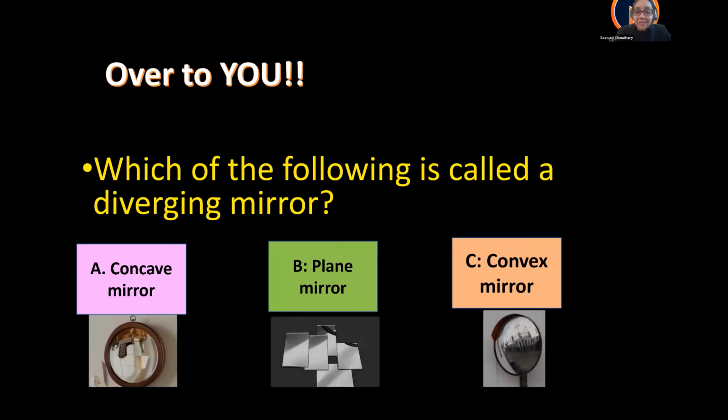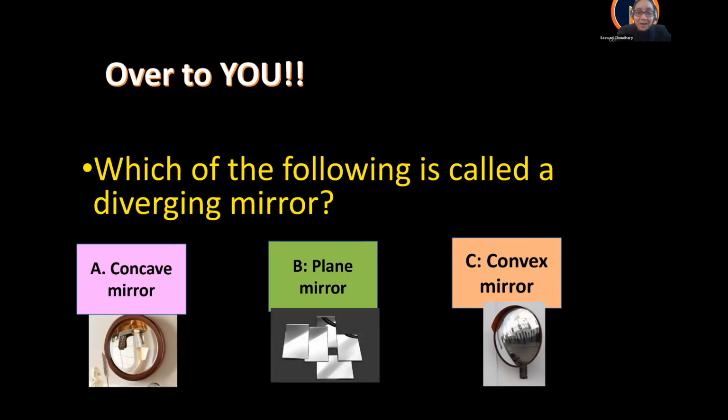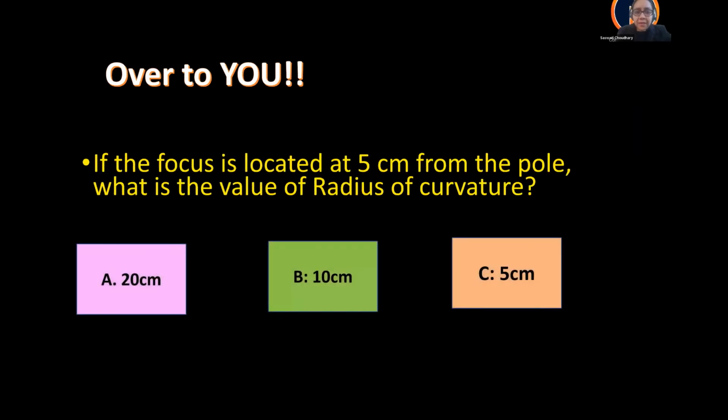And the correct answer is, I've given you more hints by providing pictures. The correct answer is convex mirror. Convex mirror means it is bulged from outside. The reflecting surface is bulged from outside. Okay, the opaque side is bent from inside. So that is a diverging mirror. Okay. Next question. Students, be ready.